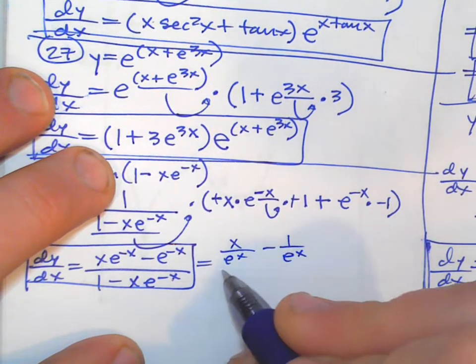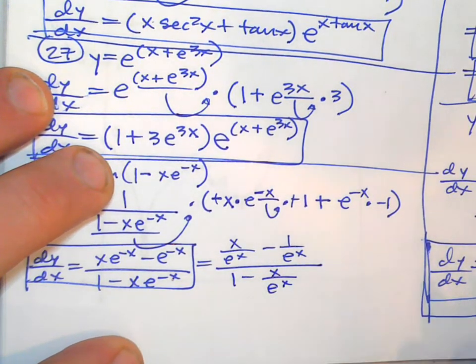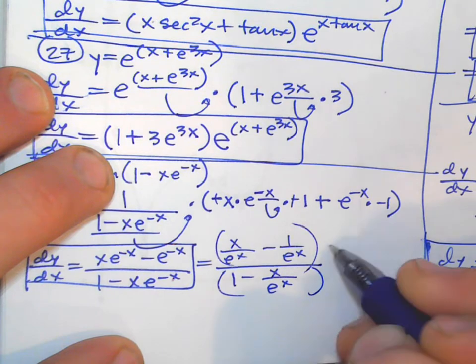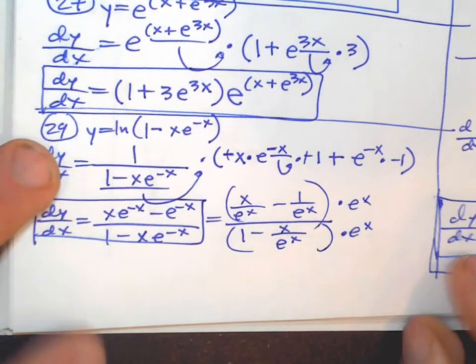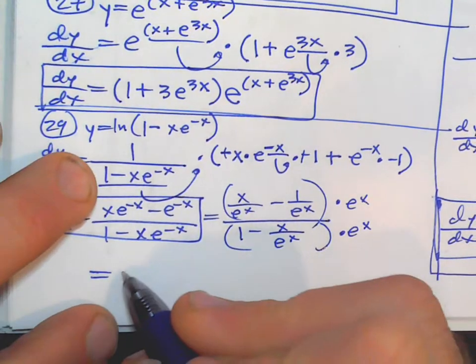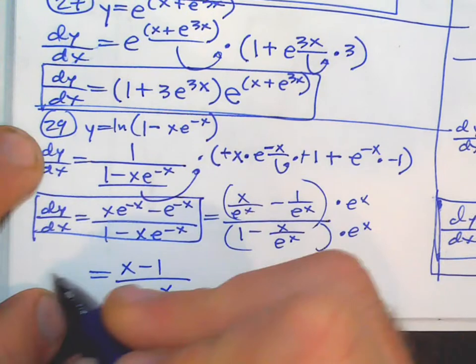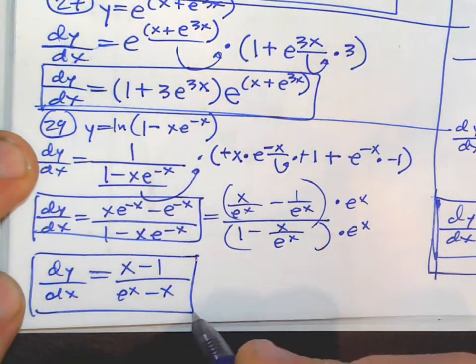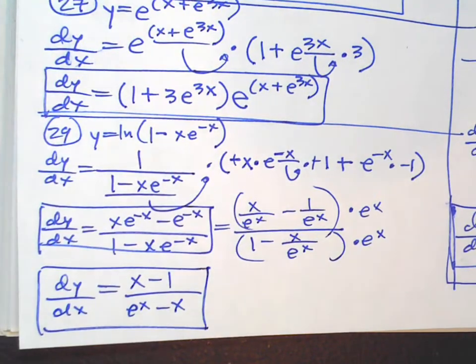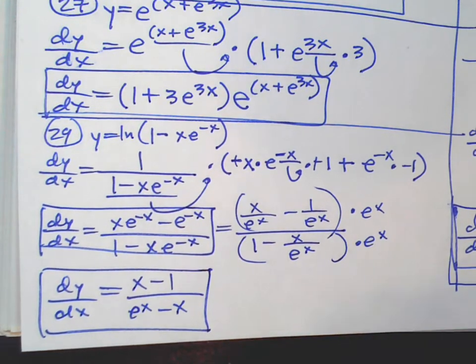One way is to get rid of the negative exponents by moving them to the denominators. And then you have fractions within fractions, but that's an easy fix. Multiply top and bottom by the least common denominator, and you get x minus 1 over e to the x minus x. Wow, that's nice. It cleaned up nicely without too much crazy effort. All about the details. Okay, we have a few more.